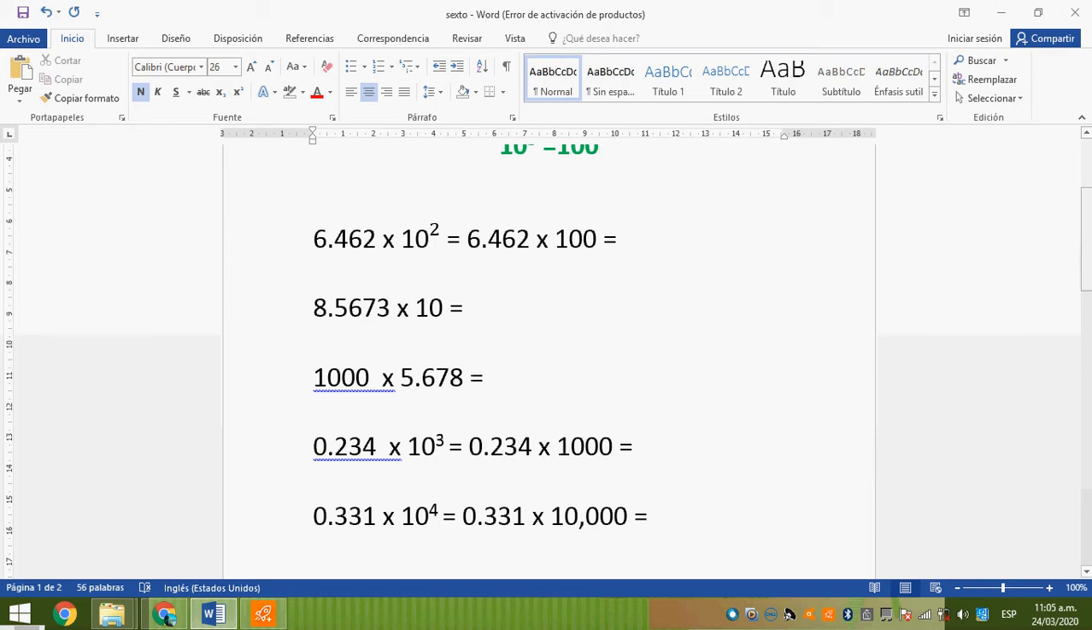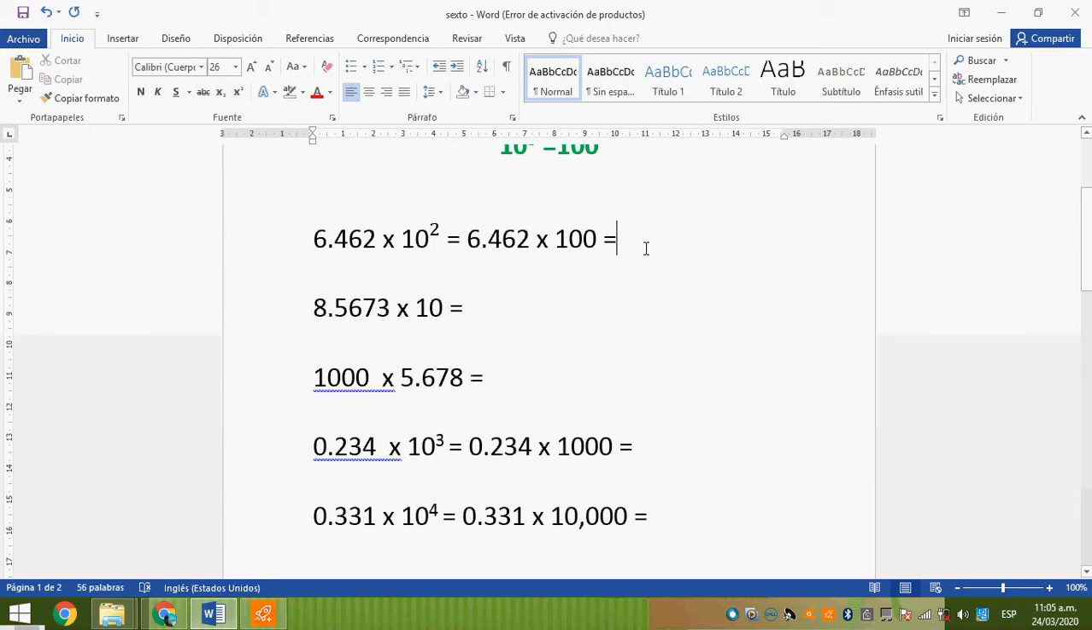Some are the same, others are kind of similar. Pay attention and listen, please. Now, for example, I have this one. I have 6.462 times 10 to the second power. This is the same as this. I just convert this into this. 10 to the second power is 100.